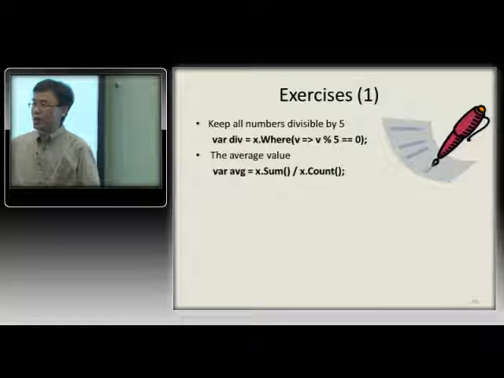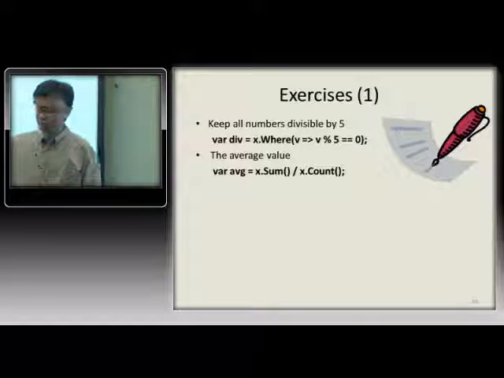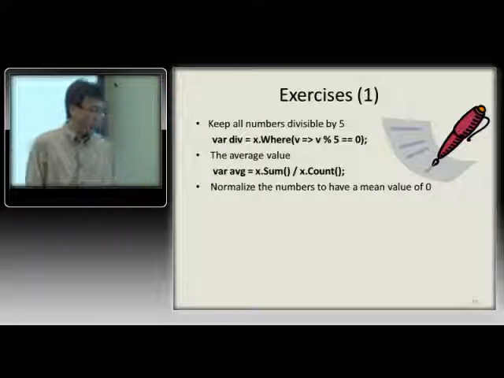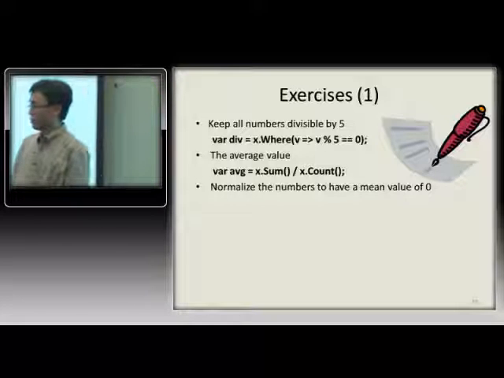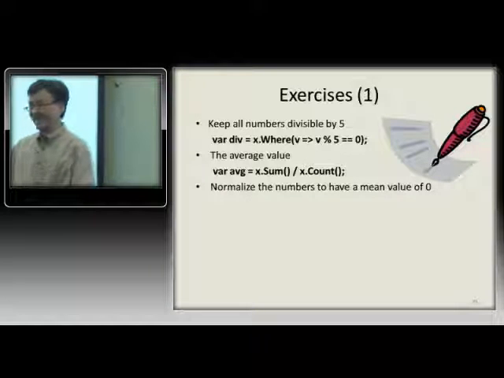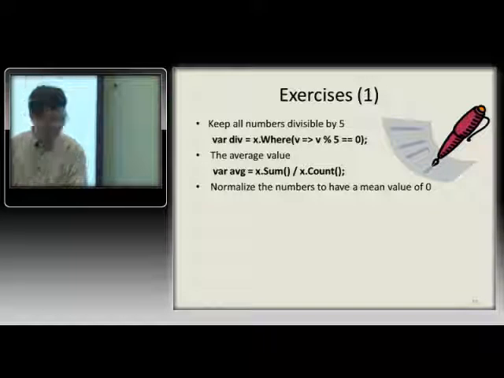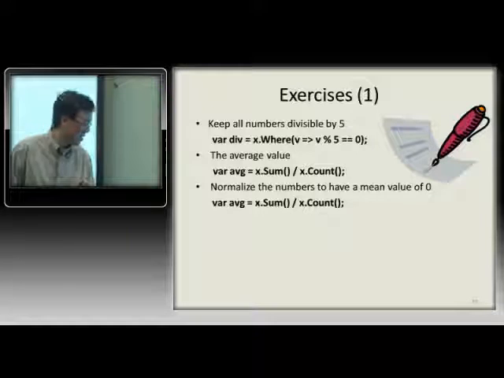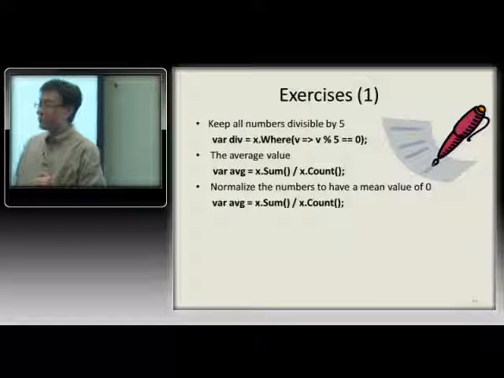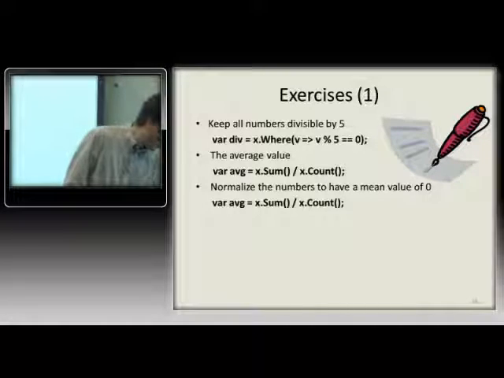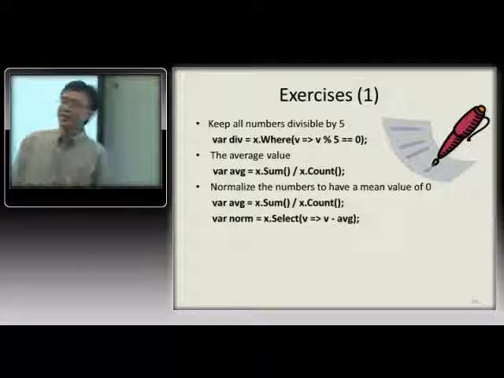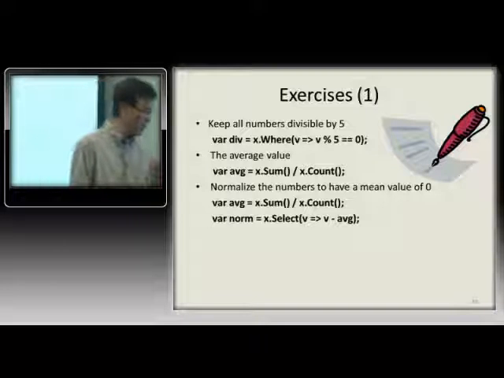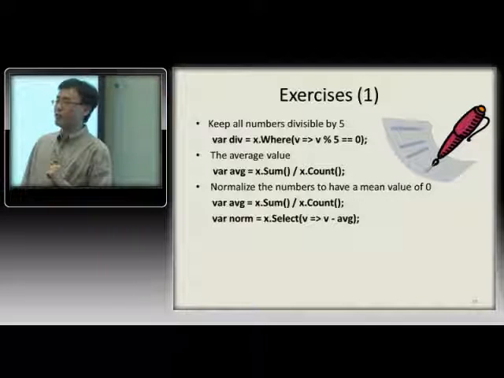So that's x.Sum divided by x.Count. And normalize the numbers to have a mean value of 0. So how to do this? The answer is you first compute the average, and then you do a select. So that would normalize all the numbers to have a mean value of 0.